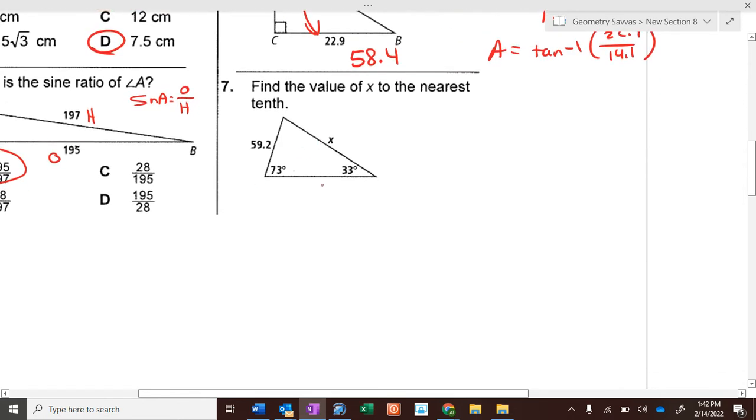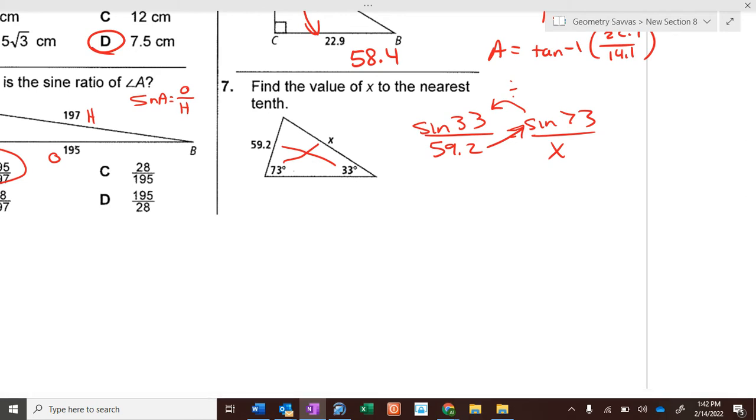So when we have opposite angles, we use law of sines. Sine of 33 over 59.2 equals a sine of 73 over x. This times this divided by this. There we are. What do we get?